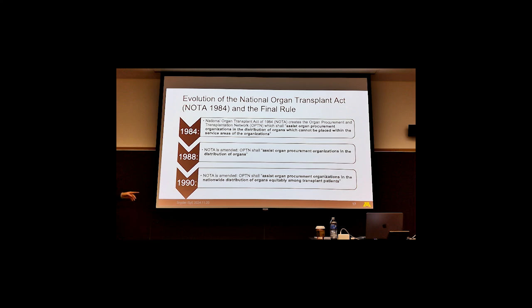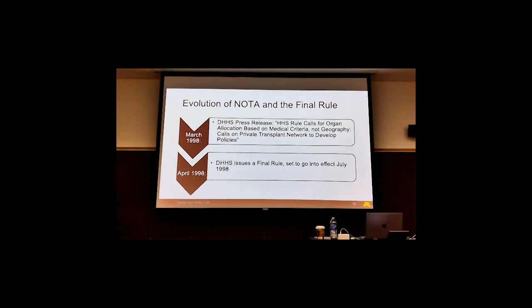And then they went even further 2 years later. They changed it again, and they said they're going to assist organ procurement organizations in the nationwide distribution of organs equitably among transplant centers. So way back in 1990, at least the policymakers decided that there should be a nationwide system for this. We shouldn't be dealing with blue zones, okay? That's not fair, and I'll show you some examples of really why that is.